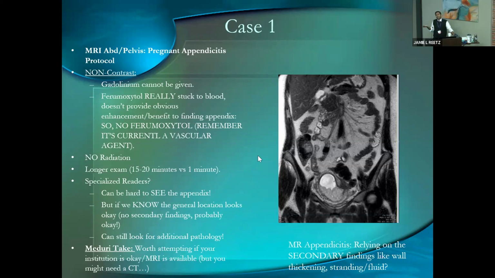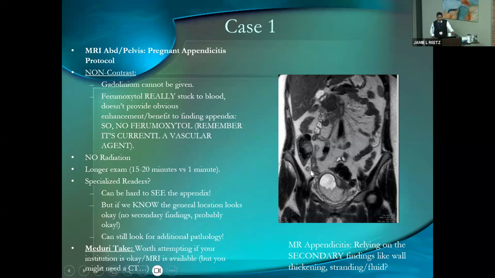The exam does take longer. It's going to be about 15, 20 minutes, which is actually pretty fast for an MRI, but the CT would be done in 1 minute. The other thing to keep in mind is, do you need specialized readers? For us in radiology, body radiologists only used to read this. And now my entire group reads it over the last couple of years as people have gotten more comfortable. But you kind of have to know what you're looking for.